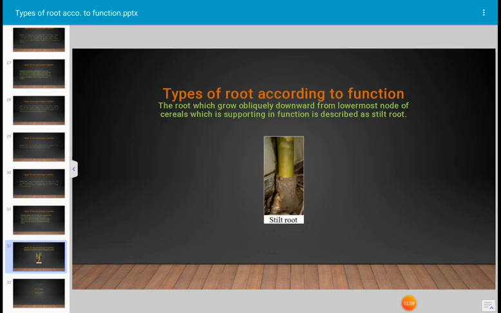this is types of root according to function. Again, the root which grows obliquely downward from the lowermost node of the cereals, which is supporting in function, is described as stilt root. Next.